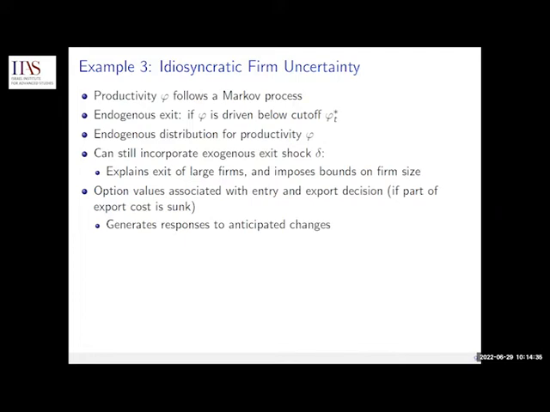Okay. And the other important thing, and I'll talk more about the intuition for this, is that this is the one that introduces option values associated with entry and export decisions. And in terms of analytically writing down the model with pencil and paper, it makes it much more challenging. Often it's computational. Computationally, it's very simple to solve, but not as simple to solve with just pencil and paper. One very important thing about the option values is that it generates responses to anticipated changes in trade costs. I'll motivate that in a couple of slides. And there's a lot of evidence that firm decisions respond to anticipated changes, for example, announcements about how trade is going to change in the future.